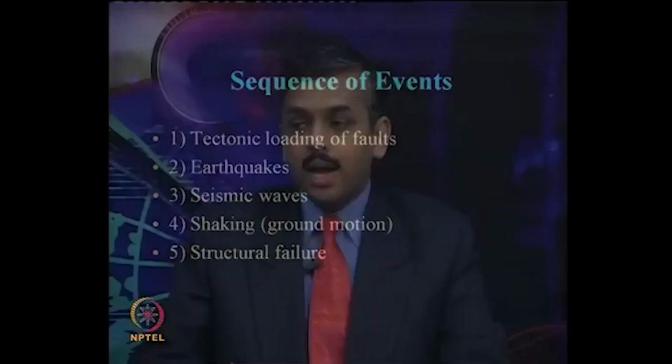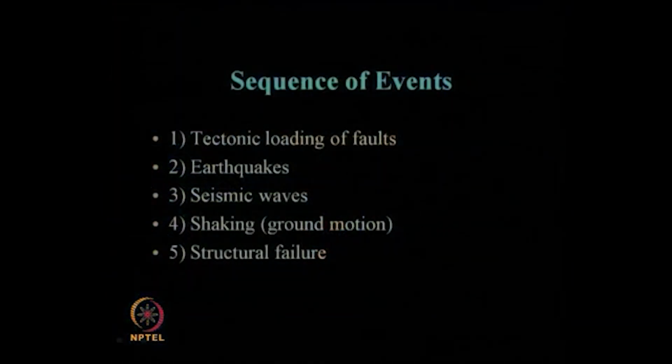So, what are the various sequences of an earthquake event? Let us see the sequence. First, the tectonic loading of the faults takes place. That creates the earthquake, and during the earthquake process various seismic waves get generated, and those seismic waves create shaking on the ground, that is, a ground motion. Finally, that shaking creates structural failure in our civil engineering structures. So, these are the various steps occurring before, during and after an earthquake process.